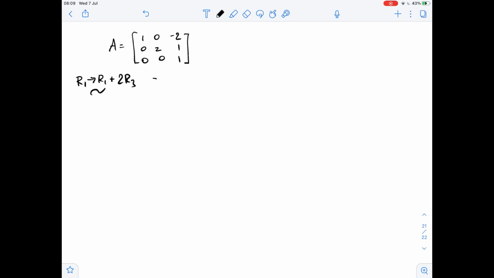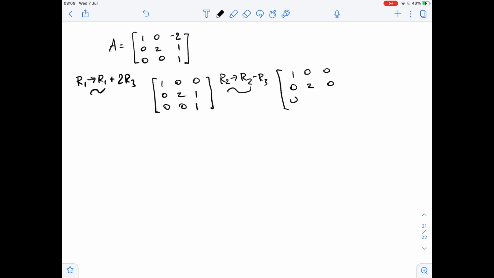And our matrix becomes 1, 0, 0, and the rest of the rows stay the same, so 0, 2, 1, 0, 0, 1. In our next step, we subtract row 3 from row 2, so row 2 becomes row 2 minus row 3. So our matrix becomes 1, 0, 0, 0, 2, 0, 0, 0, 1.